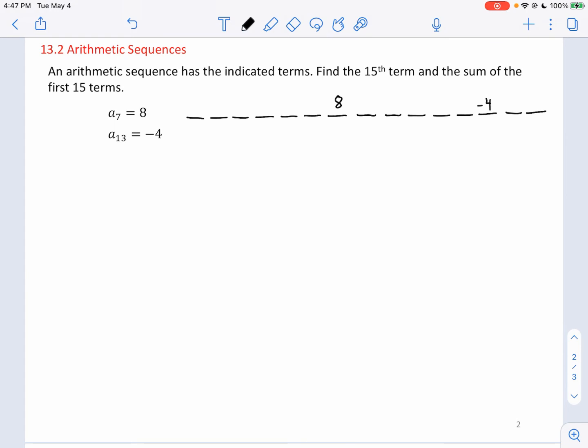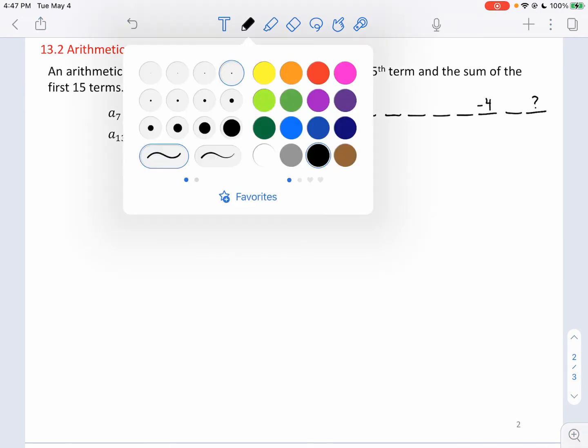And our question is to find the 15th term, and then to add up all of these terms. Which means I'm going to have to figure out what the first term is as well. So we've got a couple of things to figure out. And now, there's a variety of ways you can do this.